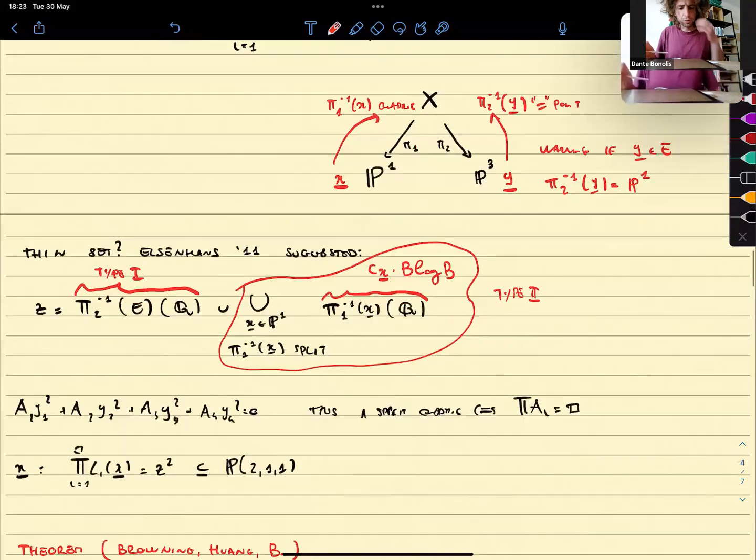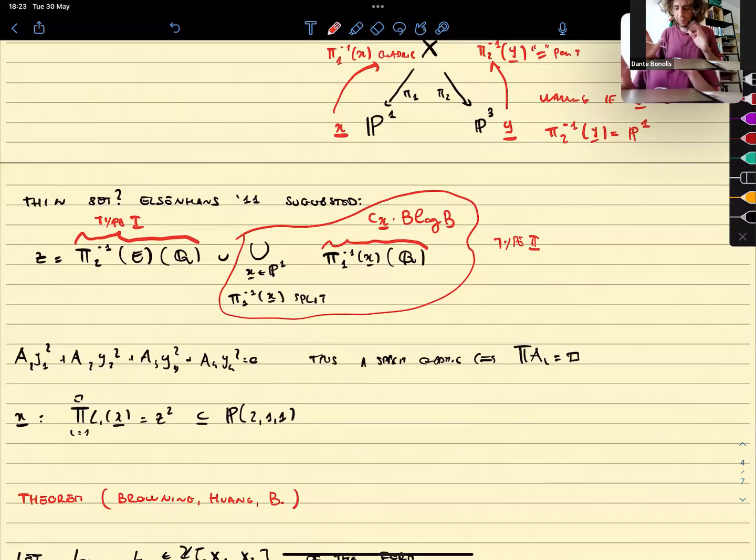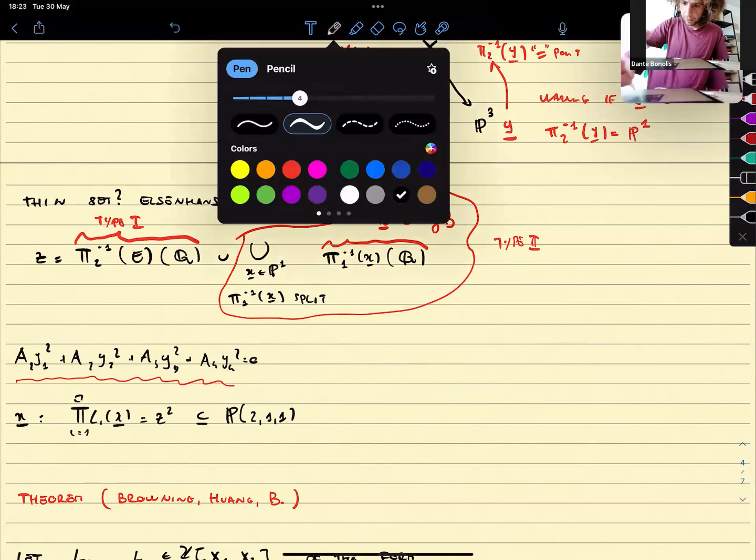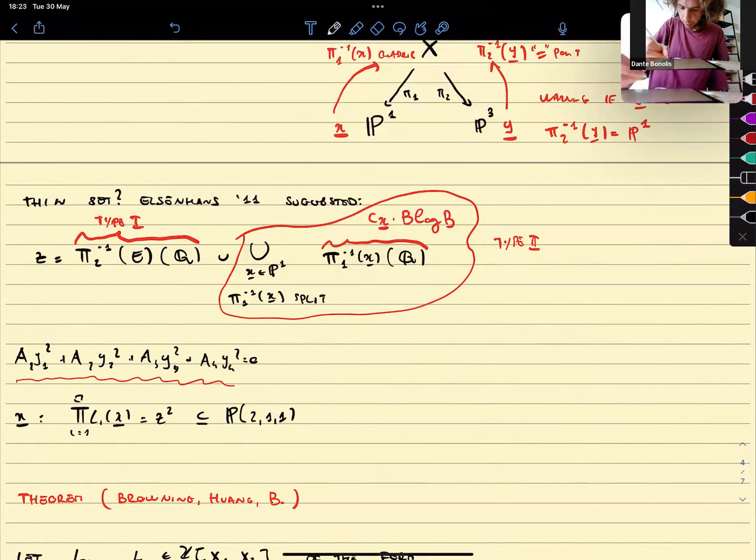Okay. I just want to conclude this part by saying that there is a very concrete way to check whether a quadric is split or not. Basically, if you have a quadric of this form, maybe I can rewrite this a bit better, we know that this is a split quadric if and only if the product of all these coefficients is a square.